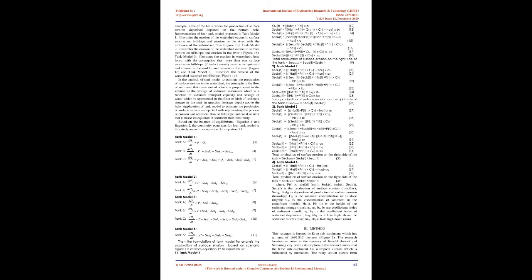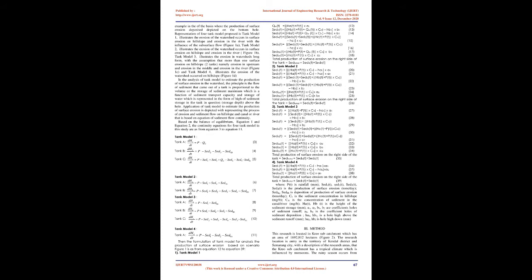The representation of the 4 proposed tank models is as follows. Tank model 1 illustrates the erosion of the watershed occurring in surface erosion on the hill slope and erosion in the river with the influence of the subsurface flow, figure 1a. Tank model 2 illustrates the erosion of the watershed occurring in surface erosion on the hill slope and erosion in the river, figure 1b. Tank model 3 illustrates the erosion in watersheds of long form, with the assumption that there is more than one surface erosion on the hill slope, 2 tanks, namely erosion in the upstream and erosion in the middle, and erosion in the river, figure 1c. And tank model 4 illustrates the erosion of the watershed occurring on the hill slope, figure 1d.